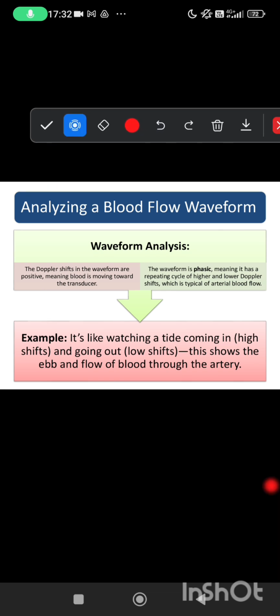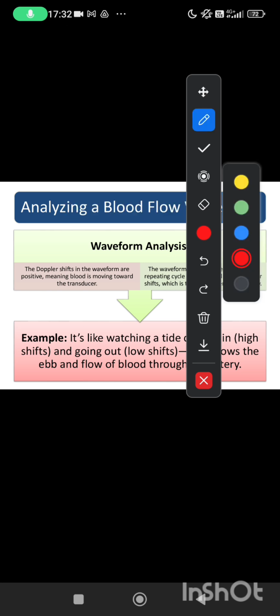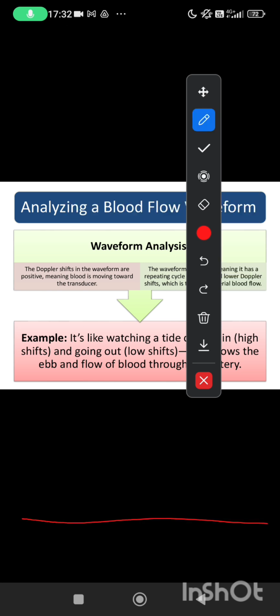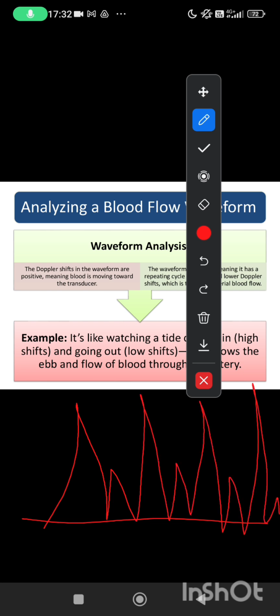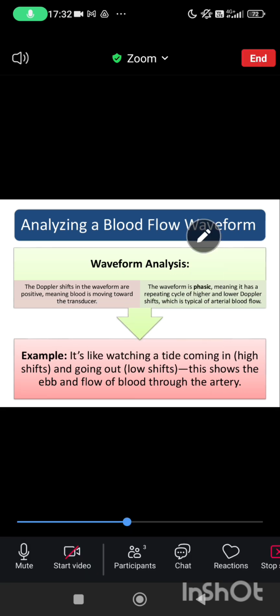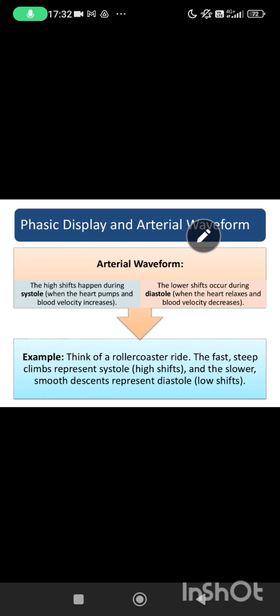So it's like peak, going down, peak, then going down. Usually biphasic flow is like this. So the higher shift happened during the systole, where the heart pumps and blood velocity increases, and the lower shift occurs during diastole, where the heart relaxes and blood velocity decreases.